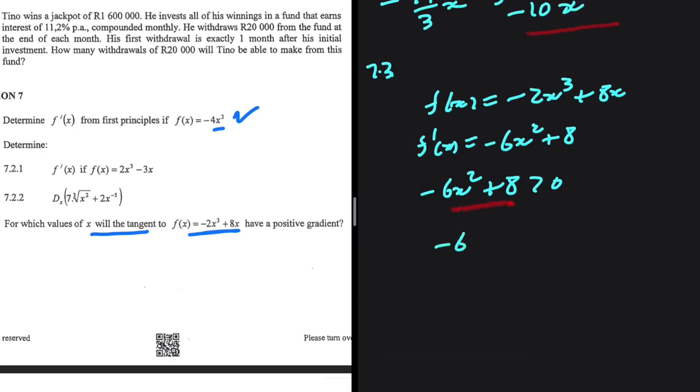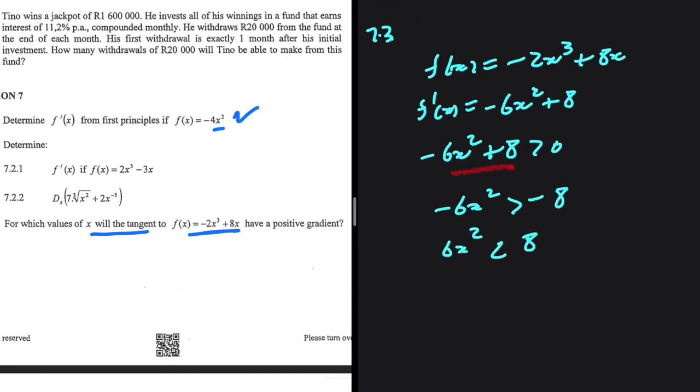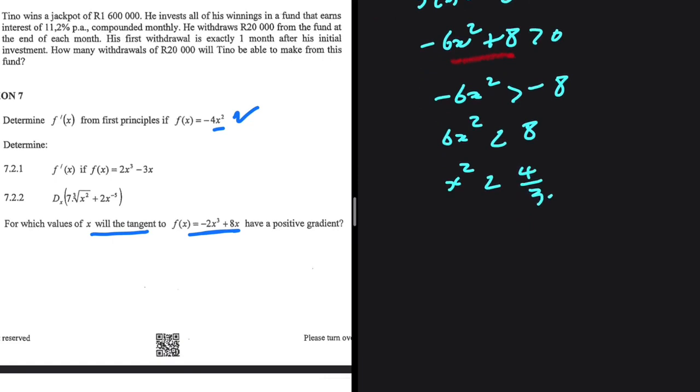We're going to have minus 6x squared being greater than minus 8. We're taking plus 8 to the right-hand side. We're going to divide both sides by negative 1. If you divide by negative 1, the sign of the inequality changes, right? So we're going to have 6x squared being less than 8. Dividing both sides by 6, we're going to get x squared being less than 4 divided by 3. We can go ahead and find our critical values.